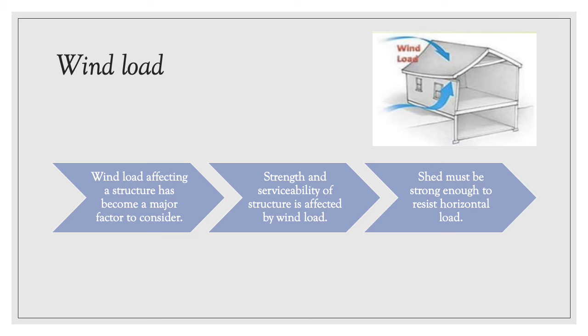The wind load affecting a structure has become a major factor to consider due to the widespread use of lighter materials and time-efficient construction techniques in present and future construction. The strength and serviceability of a structure is affected by wind load as it affects both the structure itself and the exterior cladding. The structure, in this case a shed, must be strong enough to resist the horizontal load, and there must be sufficient anchorage to prevent the shed from blowing away if the dead load is not adequate to hold it down.